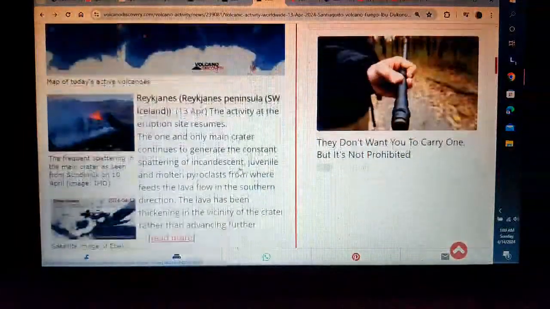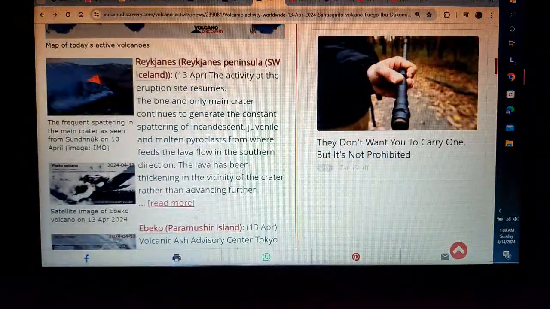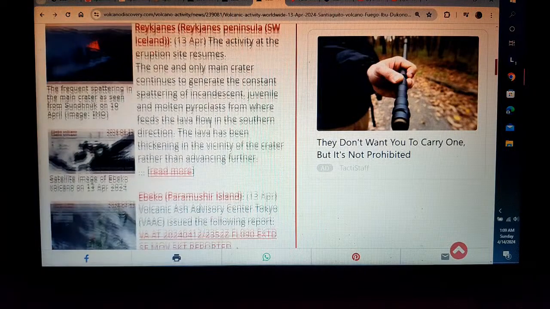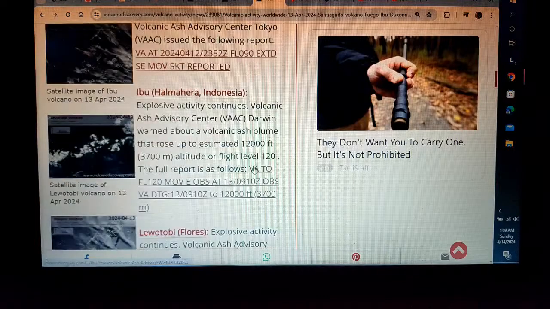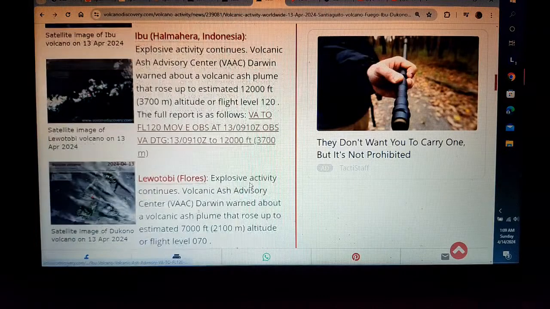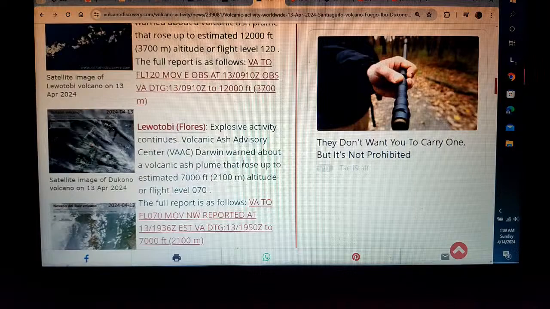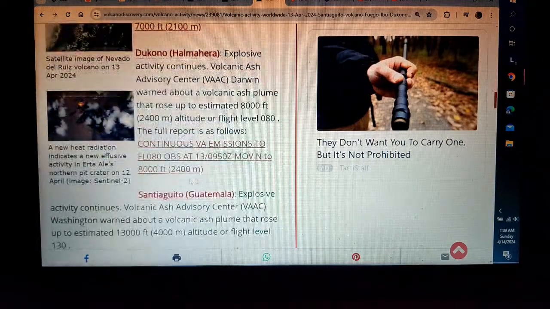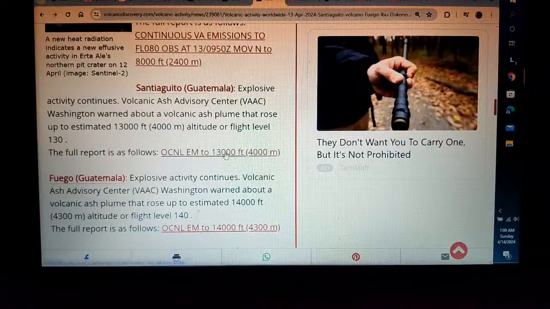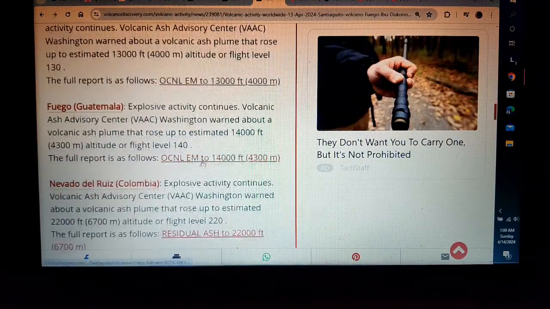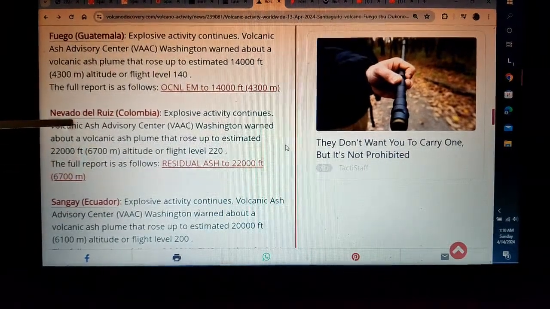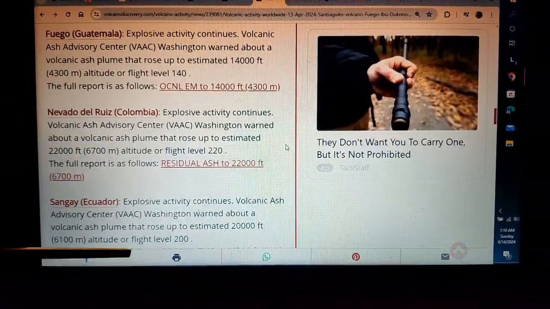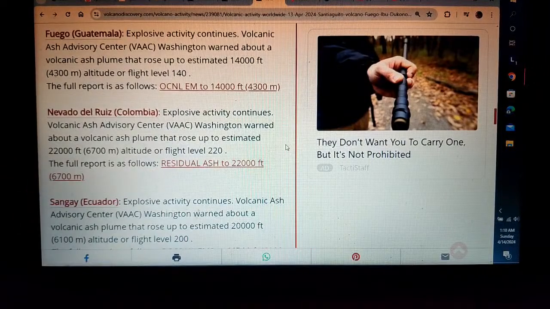Let's get into the 13th, which was today. And we had Rekjanes. The activity at the eruption site resumes. Okay. Ebeko, 9,000. Ibu, 12,000. Lewotobi, 7,000. Dukono, 8,000. Santa Guido, 13,000. That's a good one. Fuego 14. Semi-active Nevado del Ruiz doing a semi-active 22,000 foot blast.